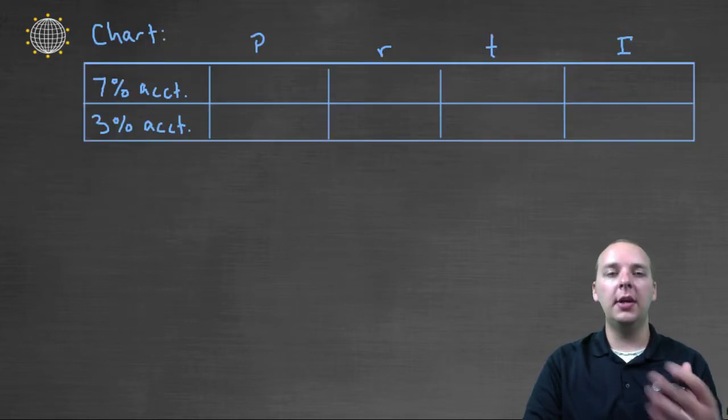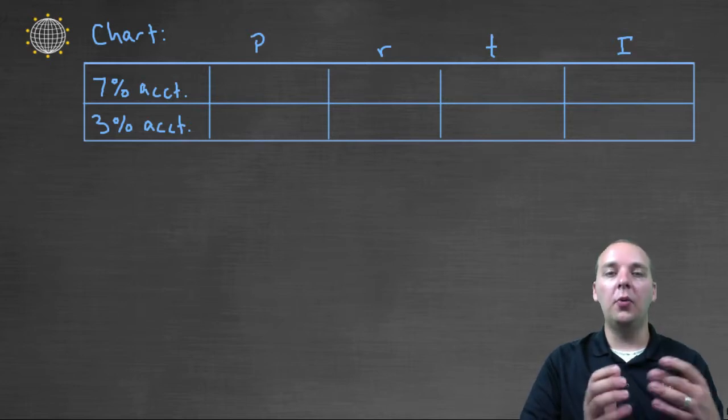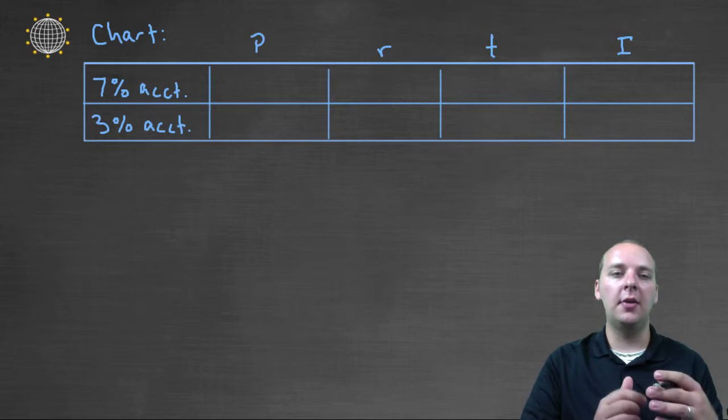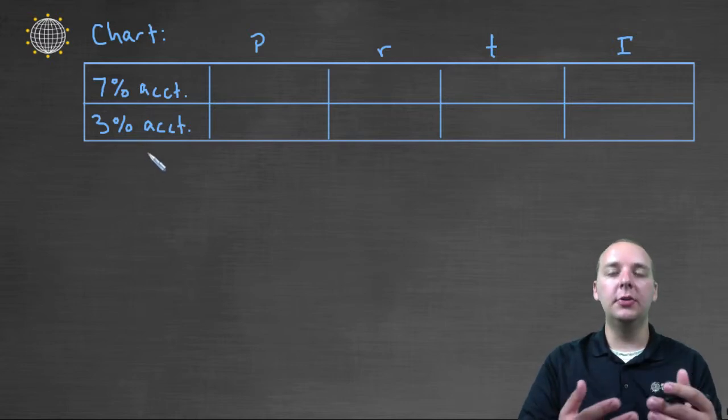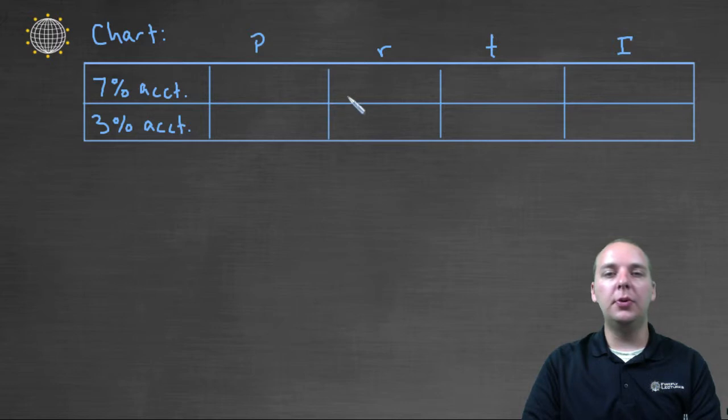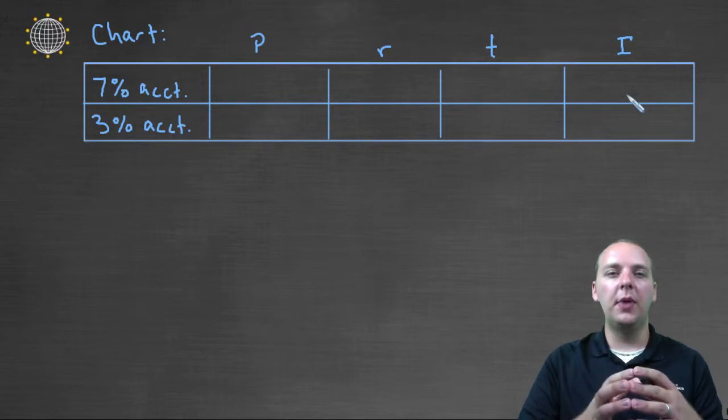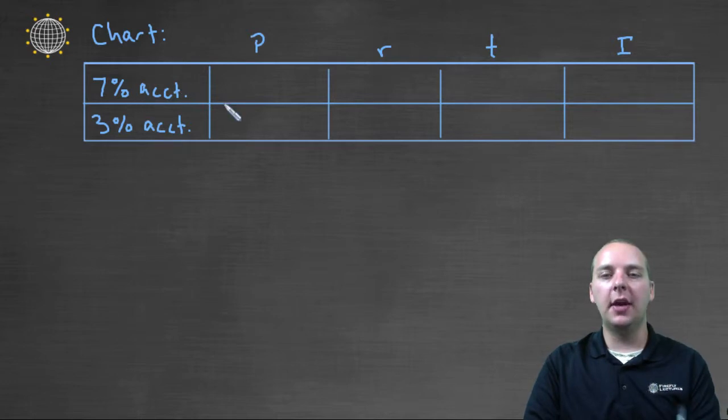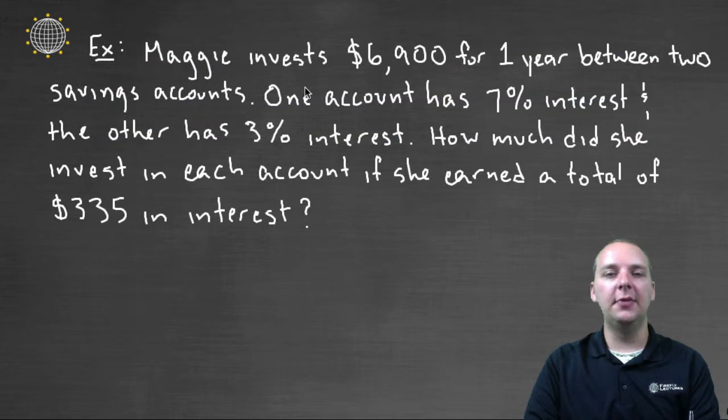Charts are extremely helpful for problems like this. So in your chart, you'll have a row for each of the accounts. So they'll have one row for the 7% account and another row for the 3% account. And then this helps us visually see things like the principal and the interest rate and the time invested and the interest coming from each of these accounts. And so hopefully we'll be able to write an equation based off of this stuff. So let's look at the 7% account first. I want to first of all find the principal that was invested in the 7% account.